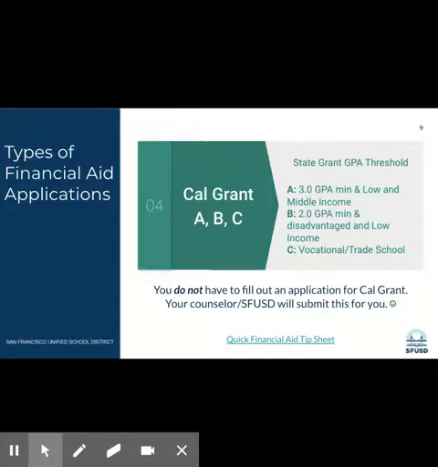And finally, number 4, the Cal Grant A, B, and C. This application can qualify you for money from the state government and is based on your high school GPA from your 10th grade year through the summer after your 11th grade year, omitting PE and ROTC. The good news for SFUSD students, you do not have to fill out a separate application for the Cal Grant. Your counselor, in partnership with the SF Unified School District, submits this for you. Your counselor may ask you to verify information to make sure we're submitting the correct information, like your name and address. So always check your email for updates and be sure to submit your FAFSA or California DREAM Act early.